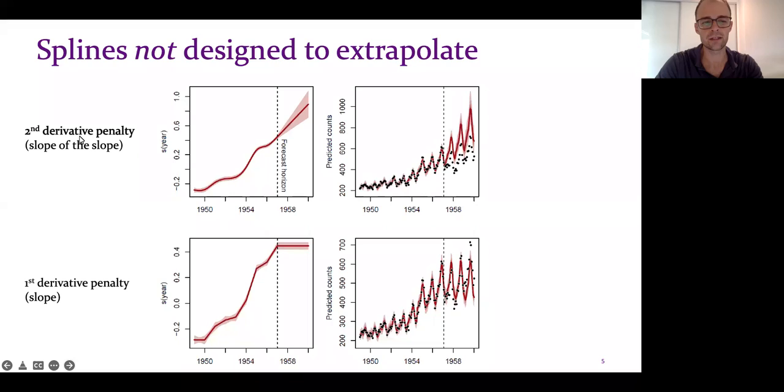So in the second derivative case, which is the most common, that extrapolation will go on linearly into the future. The uncertainty will grow a bit, but it won't grow in a principled way that actually has some understanding of time. The first derivative penalty will actually go in a straight line with no increase in uncertainty. So neither of these, again, is very useful if we want to make good forecasts.